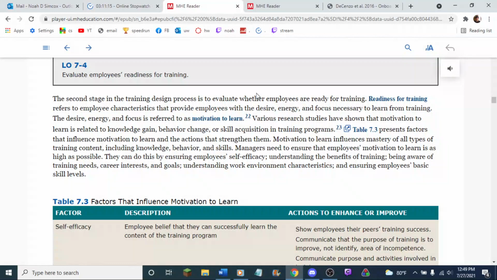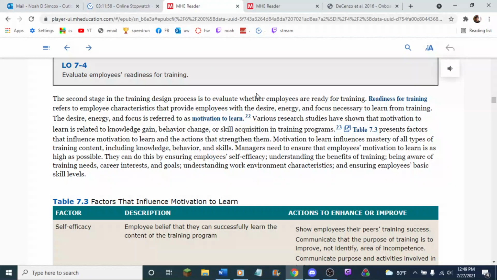Readiness for training refers to employee characteristics that provide employees with the desire, energy, and focus necessary to learn from training. The desire, energy, and focus is referred to as motivation to learn. Various research studies have shown that motivation to learn is related to knowledge gain, behavior change, or skill acquisition in training programs. Table presents factors that influence motivation to learn and the actions that strengthen the motivation to learn.